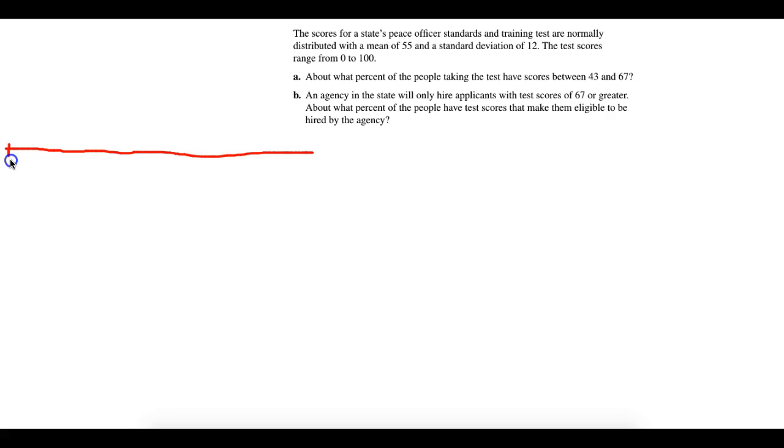So we know that the scores range from 0 to 100. Let's just go ahead and draw this distribution. So you'll have to apologize. It's a little difficult to draw just with my mouse, so it may not be the prettiest bell curve, but you'll get the idea. So first thing we want to do is identify the mean. So this is our mean right here. Okay, so that's mu.